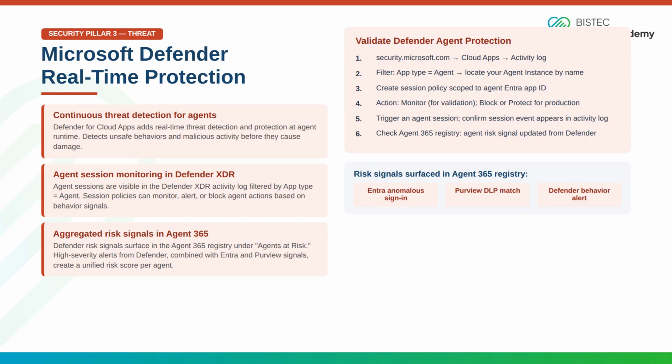The expected risk signals surfacing in the registry after this setup are Entra anomalous sign-in events and Purview DLP match events. The 3 pillars working together to give you a complete picture of agent security posture.